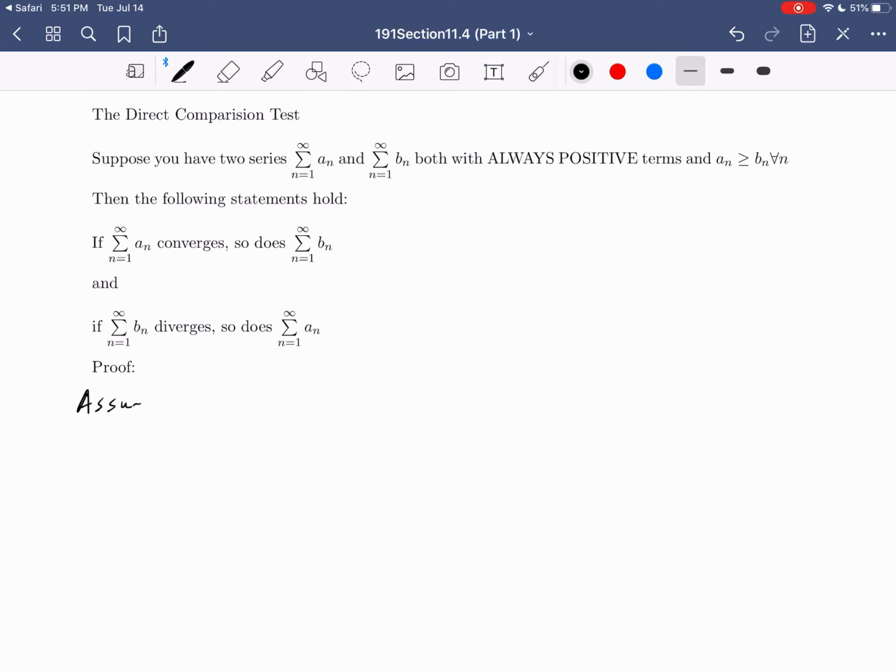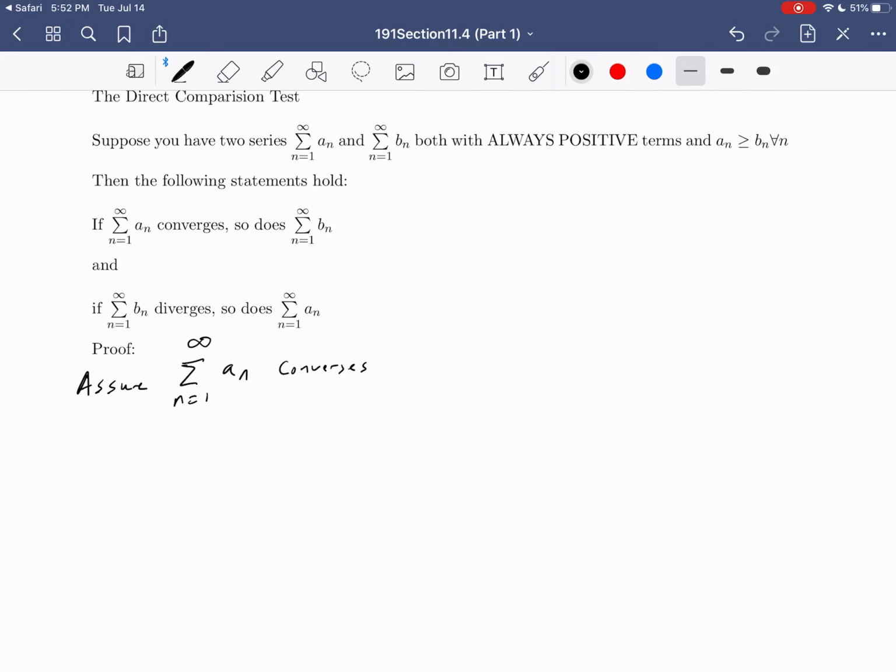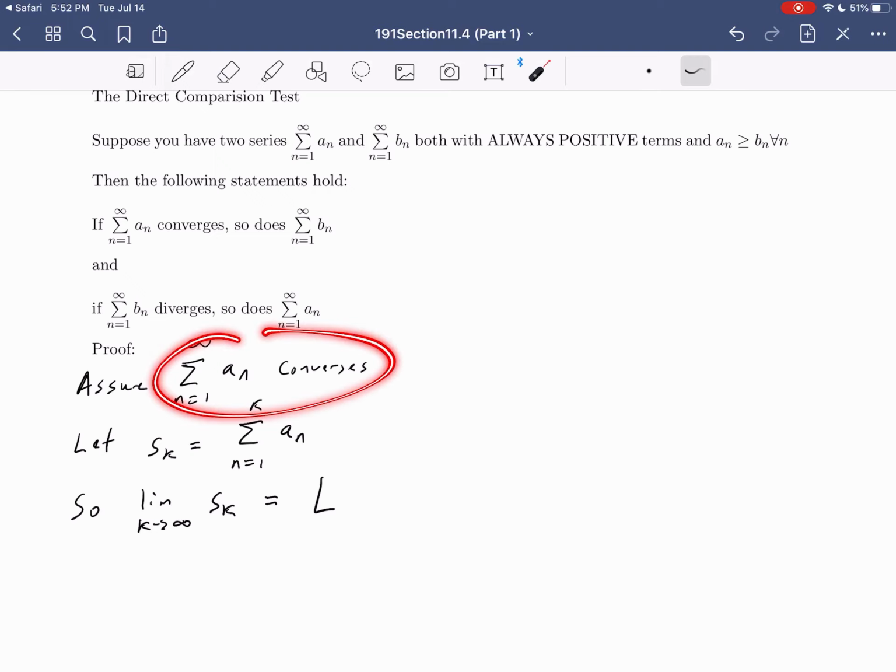We're going to assume that the sum from n equals 1 to infinity of a sub n converges. Let's let s sub k be the sum from n equals 1 to k of a sub n. In other words, we're letting s sub k be the partial sums for this series. Since this converges, the limit as k goes to infinity of s sub k equals some value L. That's what it means for the series to converge. That means the limit of the partial sums actually is a finite value.